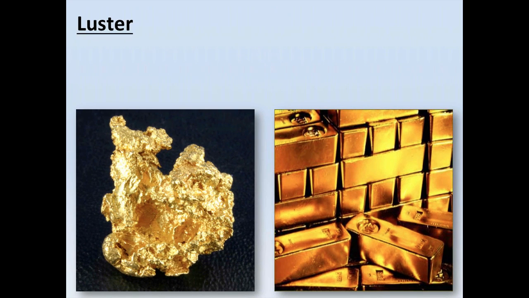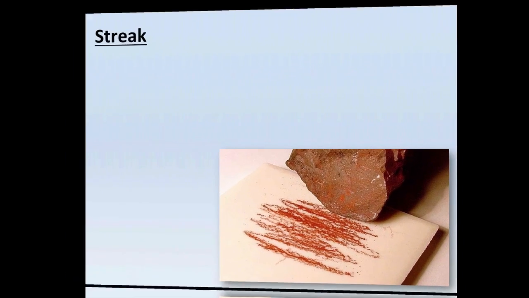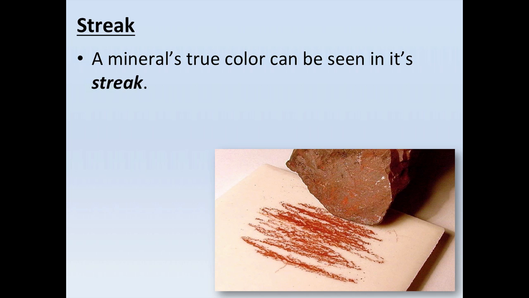Luster is the second way scientists measure the physical properties or identify minerals. Luster is the appearance of a mineral in reflected light. In other words, how bright does it shine? We can use that to identify different minerals and different rocks. Next, we have streak, which measures the real, true color of a mineral.